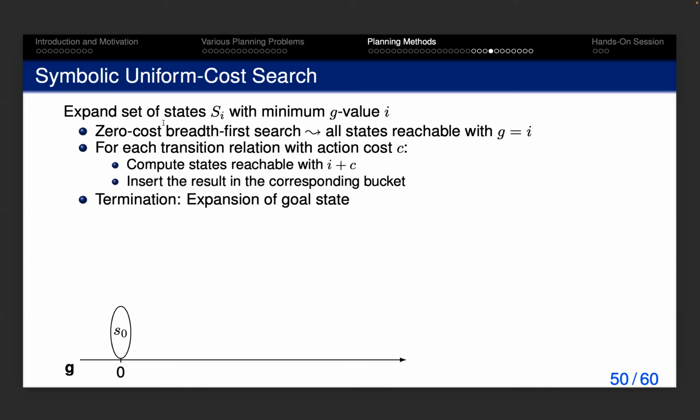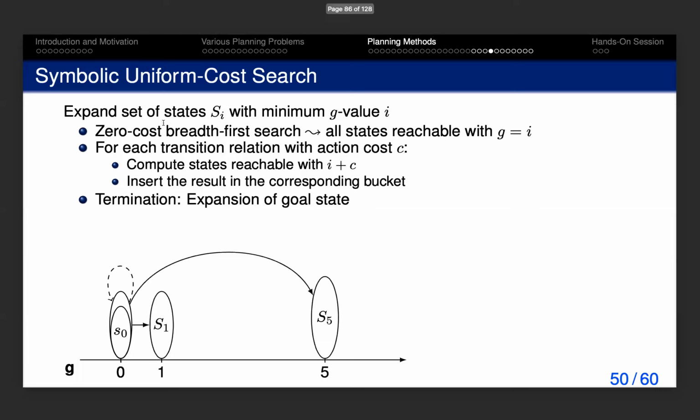So here at the bottom, we have a depiction of how that works. In the beginning, we start with a singleton set, the initial state, with cost 0. We know it's reachable with cost 0. And now we check if it's a goal state, of course, but let's say for this example, it's not. And then we do this zero cost fixed point computation. So we generate the state set containing all the states reachable with cost 0. There we check if there's a goal state in there, and if not, we apply all the cost actions.